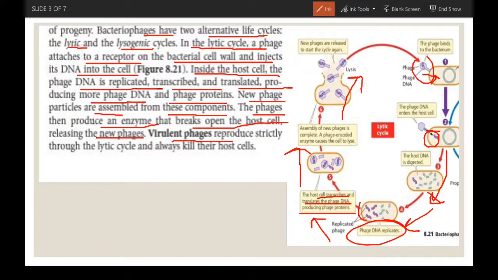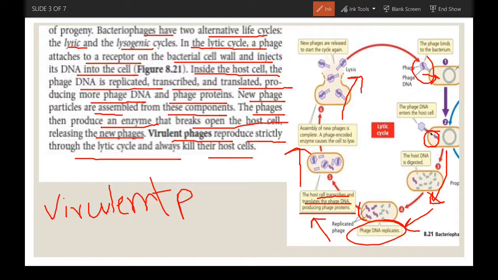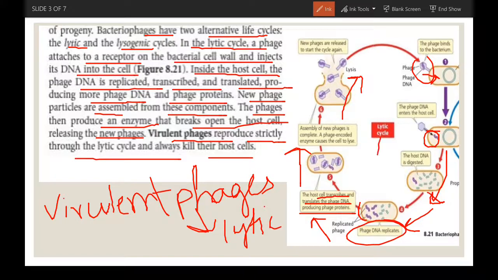These are virulent phages that reproduce strictly through the lytic cycle and always kill the cell. Virulent phages are those phages that always enter the lytic cycle, and the lytic cycle of course means that it kills the bacteria.